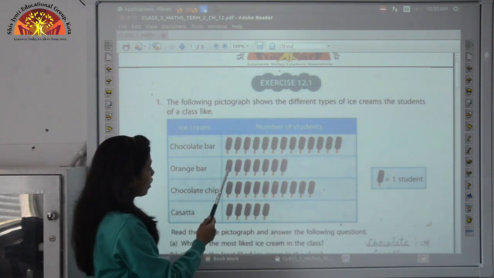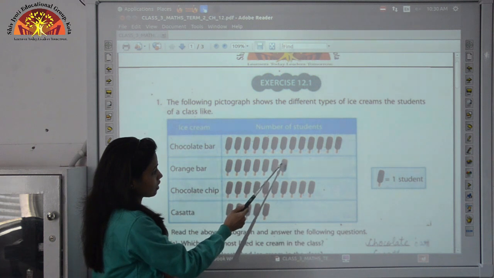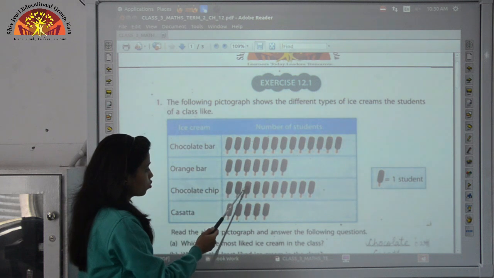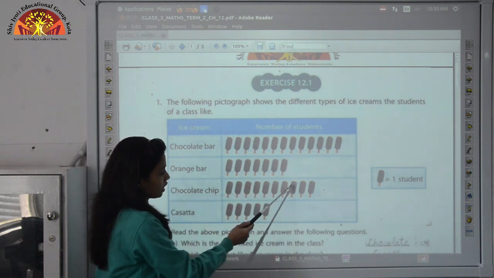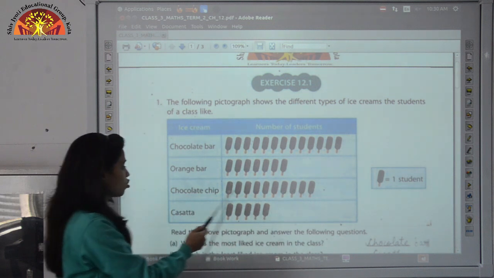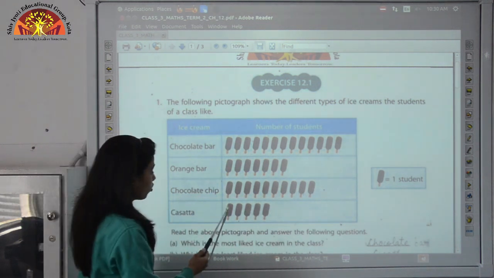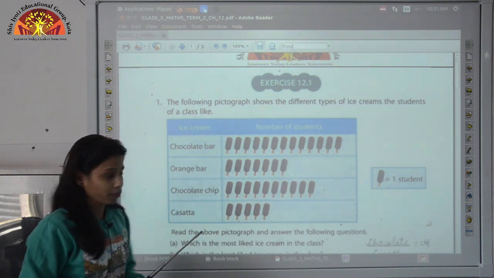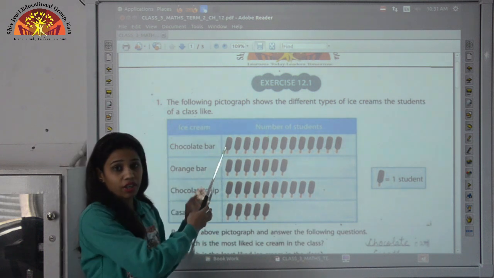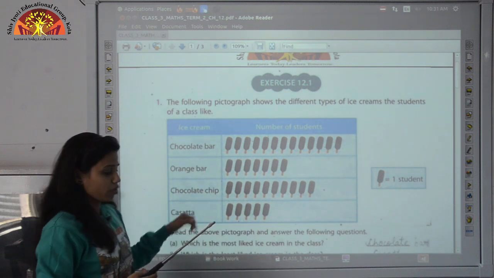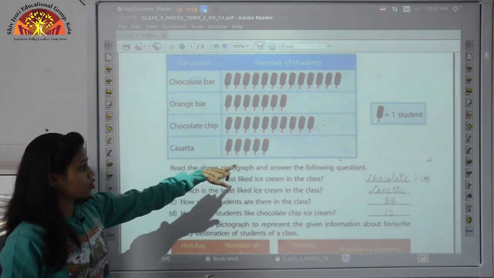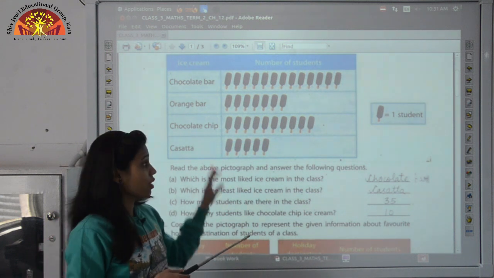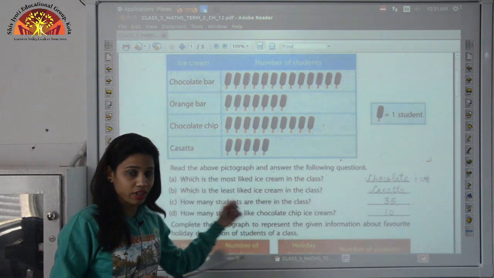Now here 1, 2, 3, 4, 5, 6, 7. That means 7 students like orange bar. 1, 2, 3, 4, 5, 6, 7, 8, 9, 10. That means 10 students like chocolate chip. Here 1, 2, 3, 4, 5. That means 5 students like cassata. Now based on the information given here, we are going to answer the questions which are given over here. Now read the above pictograph and answer the following questions. I have already explained what is given in the pictograph.